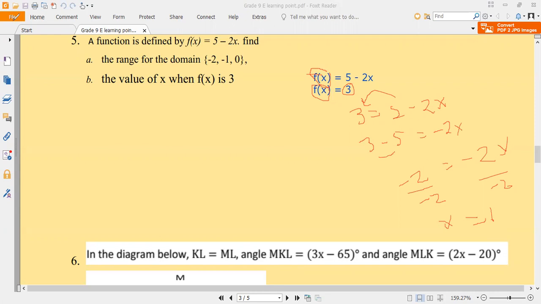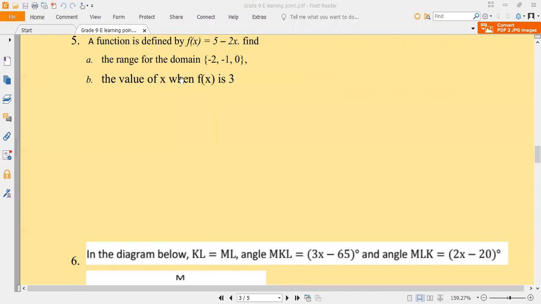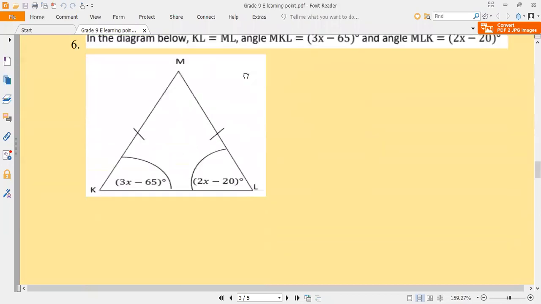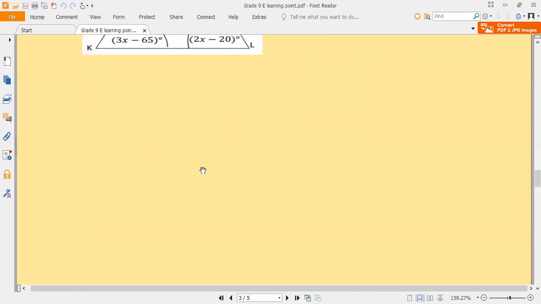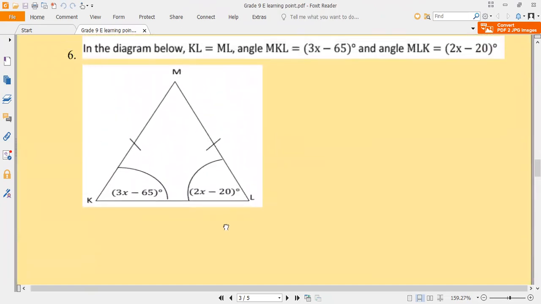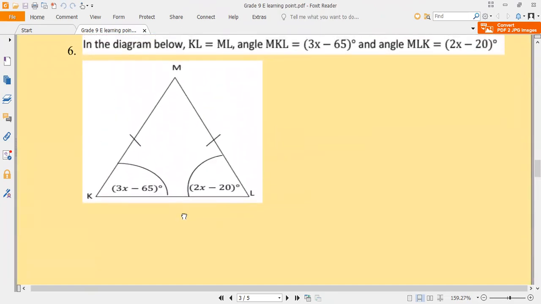We go to the other question. I think this is the last one. Very good. So the last question says, in the diagram below, we are given the vertices K, L, and M. At least two of them are my initials. M stands for Mlenga.